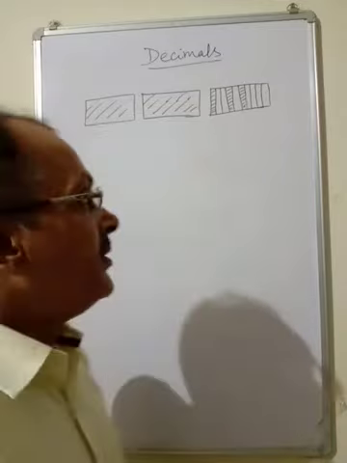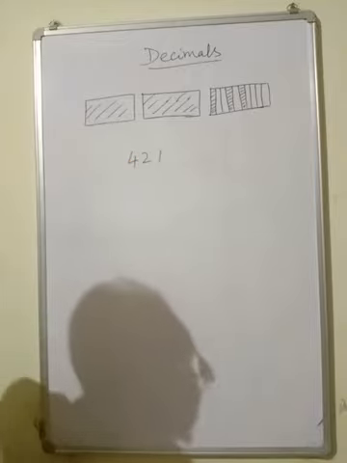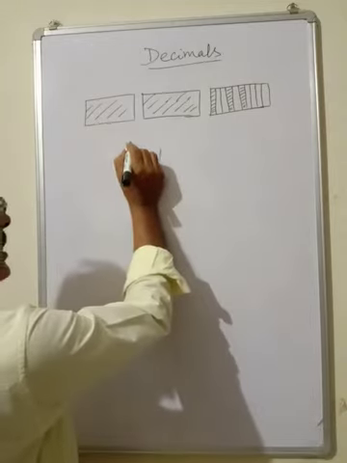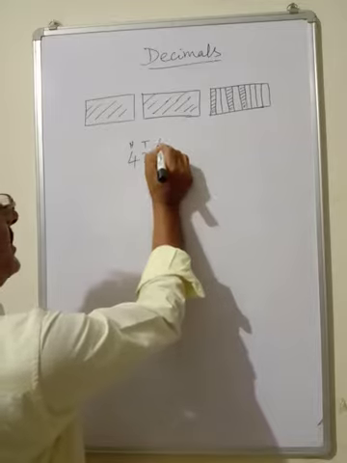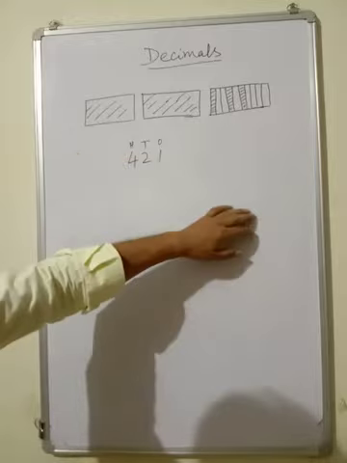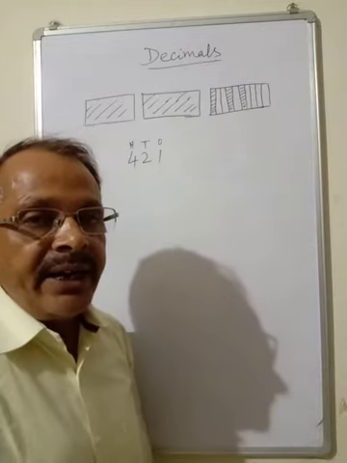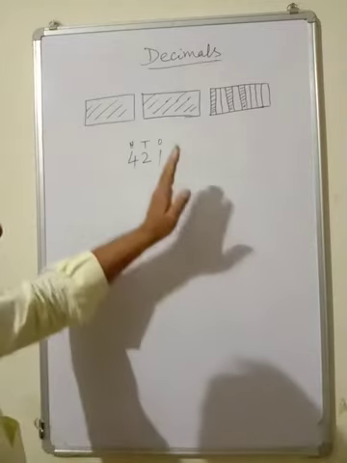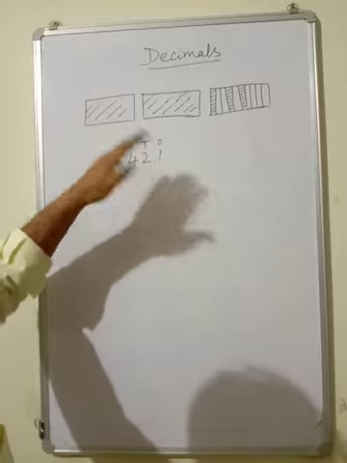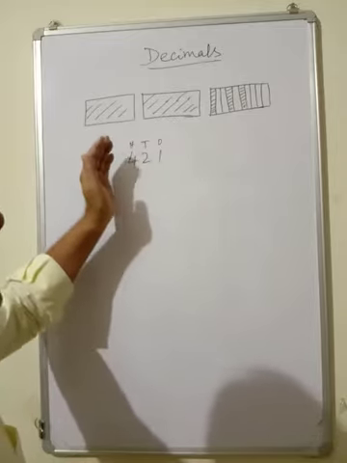So all of you know, if you have written 421, this is 421. So this is hundreds place, this is tens place, this is ones place. So when you are going left to right, place value is decreasing 10 times. And when you are going right to left, place value is increasing 10 times. 1, 10, 100, 10 times increasing.